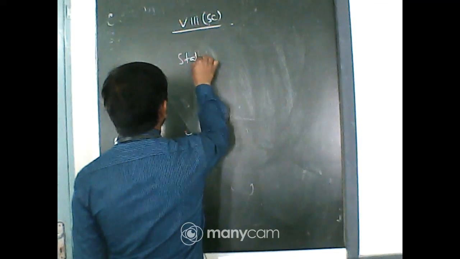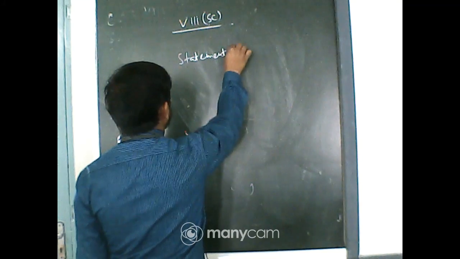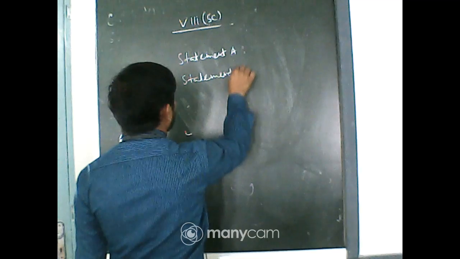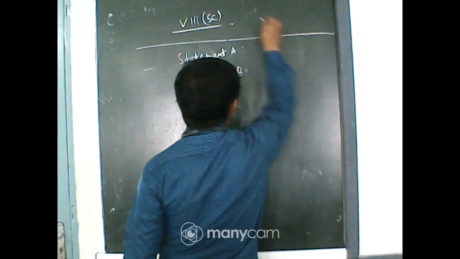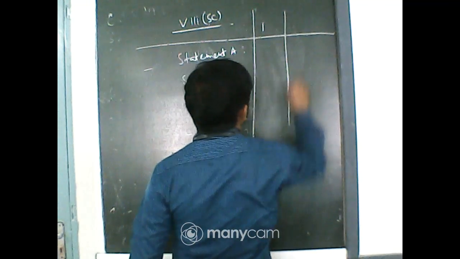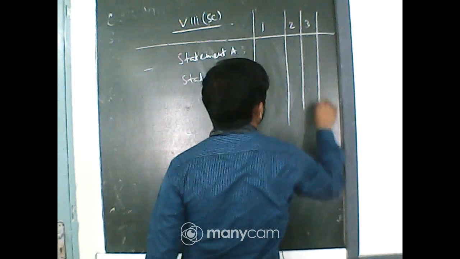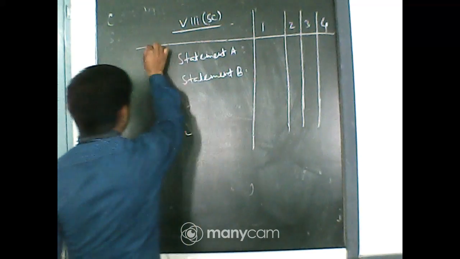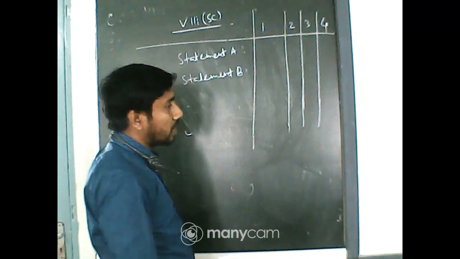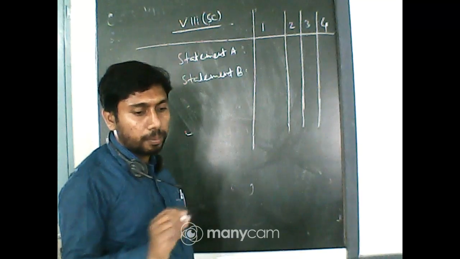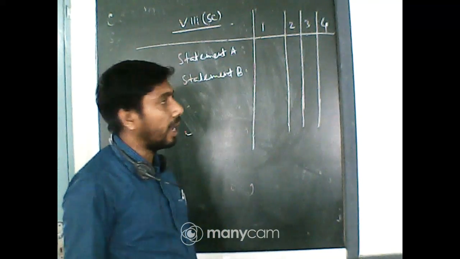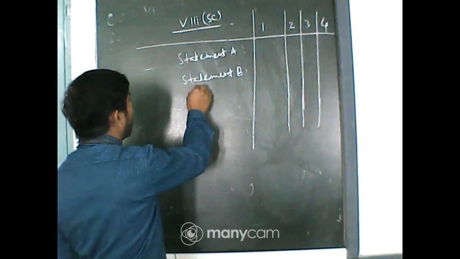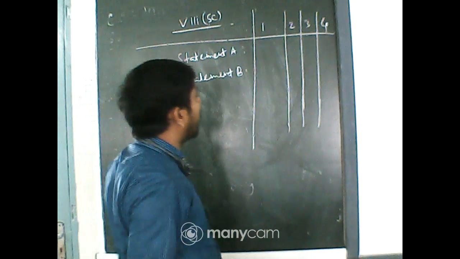In this question, two statements will be given, statement A and statement B. These are all in question pair. These are option 1, 2, 3, 4. In the question part, the statements will be given and the instruction will be that go through statements A and B and choose the correct option.